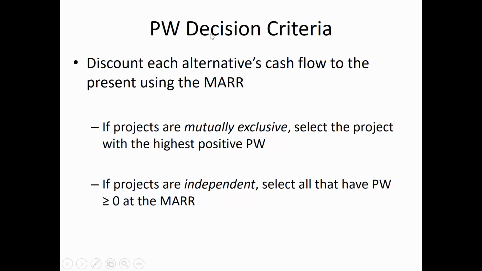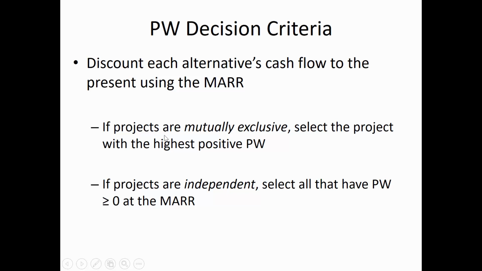But here's what we do in present worth. You discount all of the cash flow to the present. So all of the future revenues, whether they're recurring annual revenues or just one-off future revenues or costs, all of the cash flow is taken to year zero, to the present. That's why this is called present worth analysis. Take everything to the present.